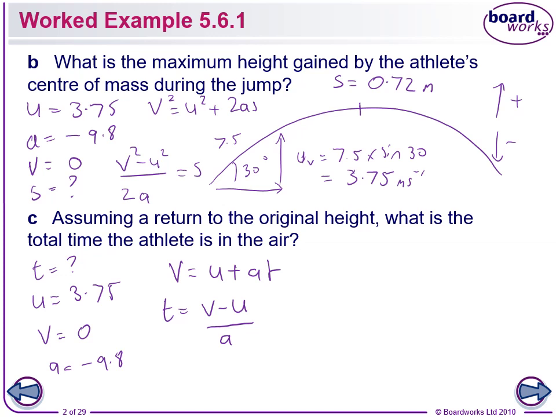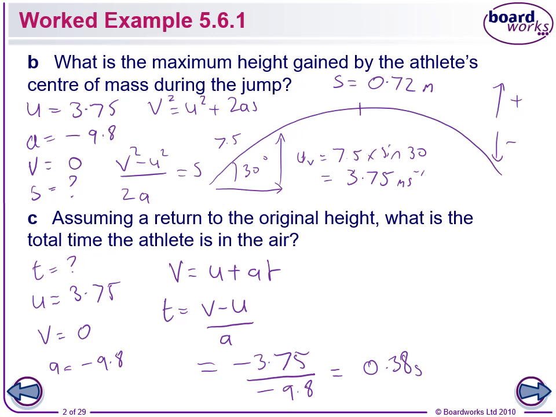Which is equal to, and again, our negatives should cancel out here, V minus U is negative 3.75 divided by negative 9.8. And we get 0.38 seconds. Yep, exactly. So that 0.38 seconds is the time it takes to get to their peak. Then we have to multiply it by 2 to get the time to go back down.